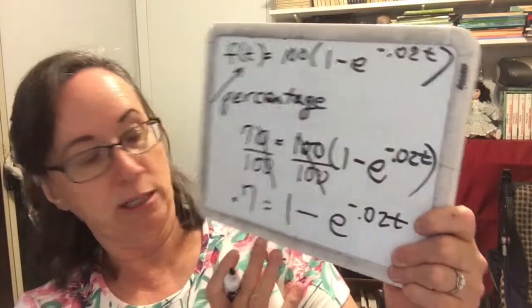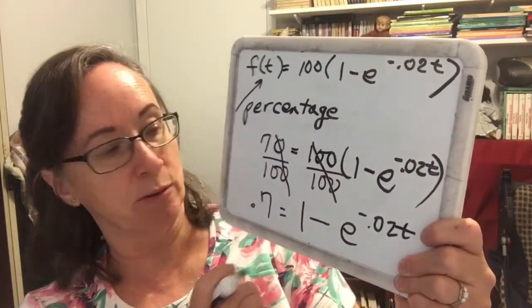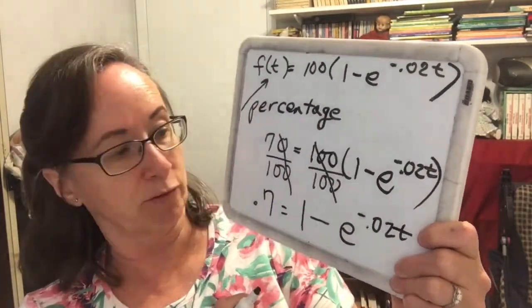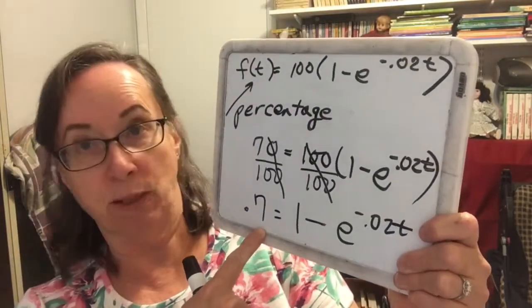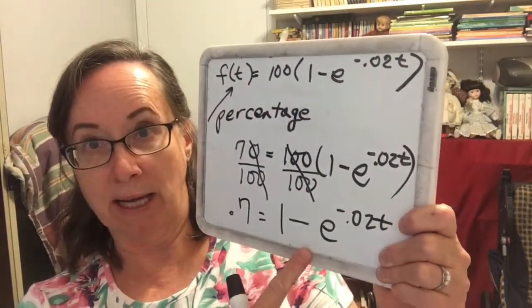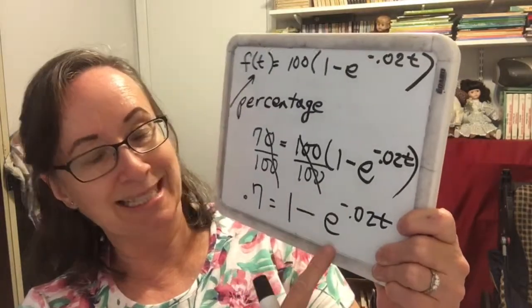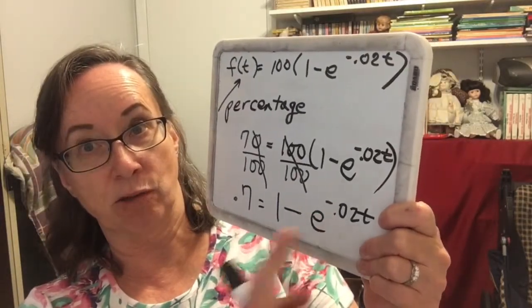Now if I wanted to, I could subtract the 1 from both sides, but I'm going to go with what I have right now. I'm going to set y sub 1 as 0.7, and I'm going to set y sub 2 as 1 minus e to the negative 0.02t. So here's our calculator.